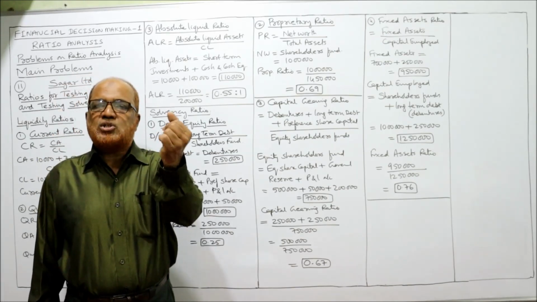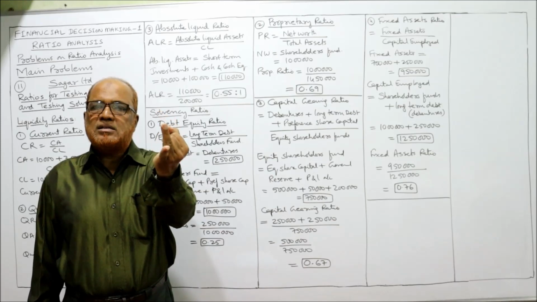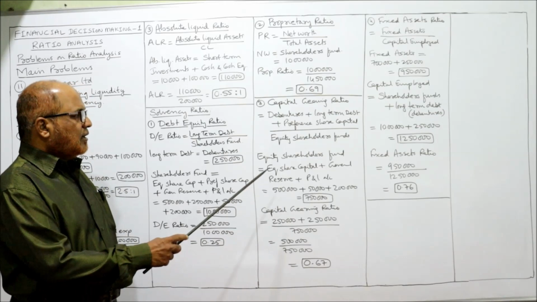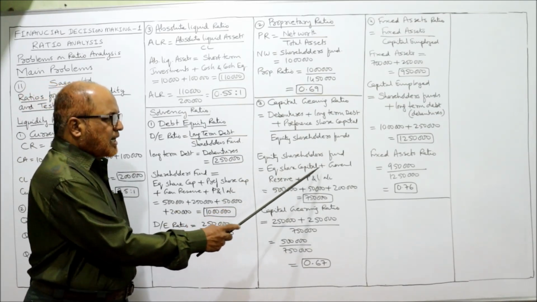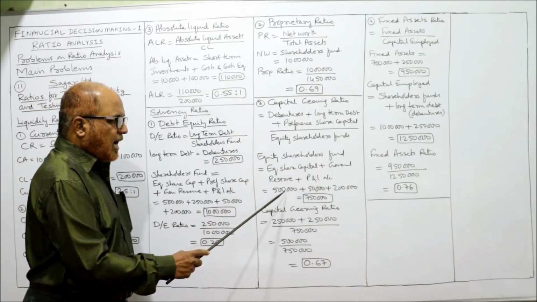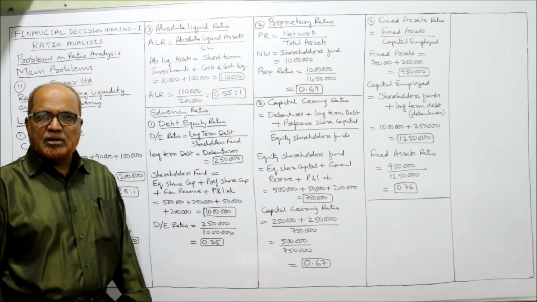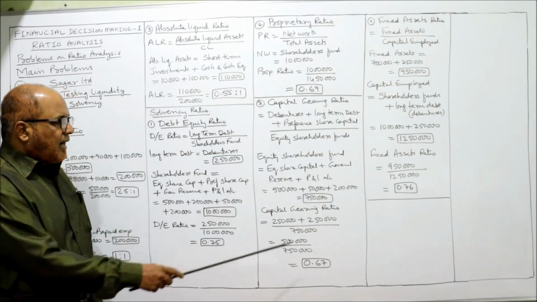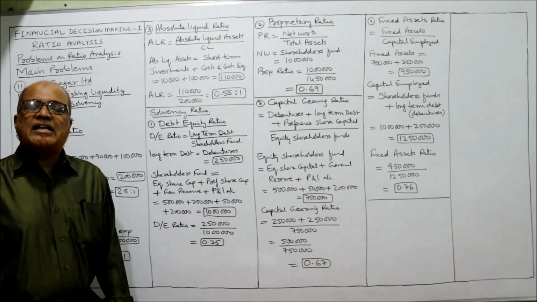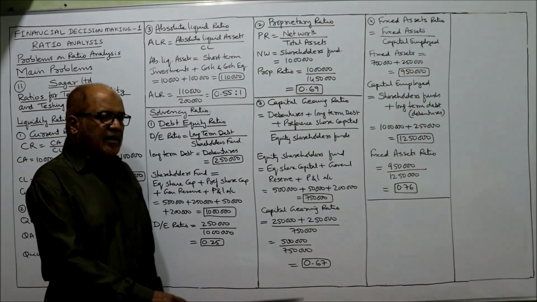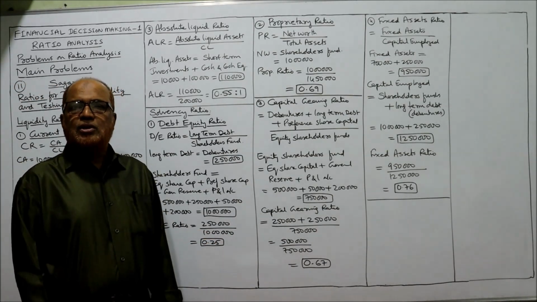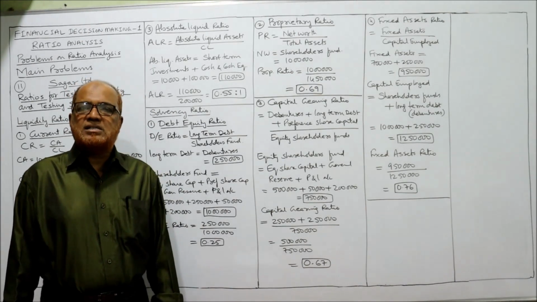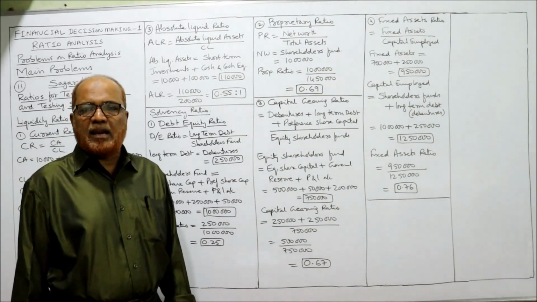Equity shareholders fund consists of equity share capital plus general reserve plus P&L account balance. Preference we should not take. So here equity shareholders fund, equity share capital plus general reserve plus P&L account. Add up the three, we'll get 7,50,000. So capital gearing ratio, 2,50,000 are the debentures and 2,50,000 are the preference share capital. Denominator equity share capital 7,50,000. So 5 lakh divided by 7,50,000, 0.67 is the capital gearing ratio.